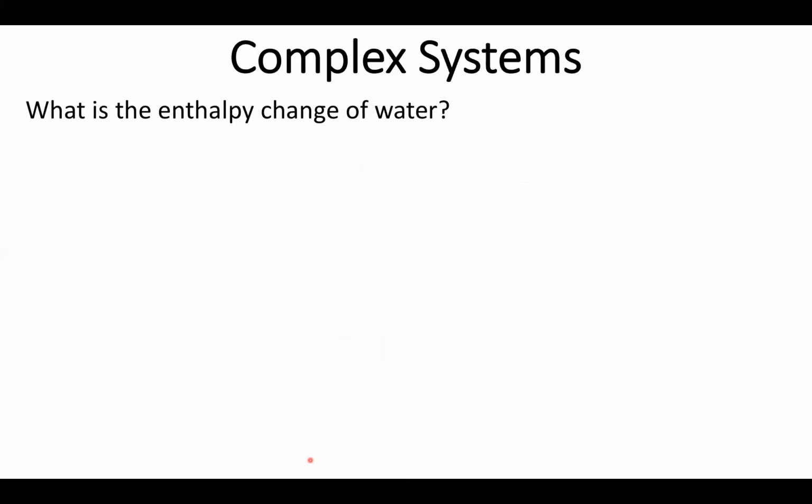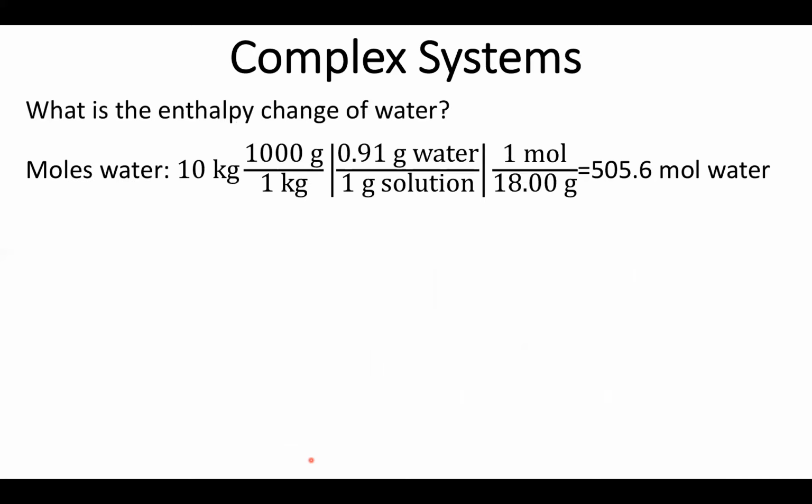Now, we also need to repeat this whole same process for the water. So first thing we need to do is figure out how much water we have. Now, as it's a 91% solution of water, and water's a lot lighter, this is about 500 moles of water compared to 20 moles of ethanol. Guess who's going to be soaking up the energy?